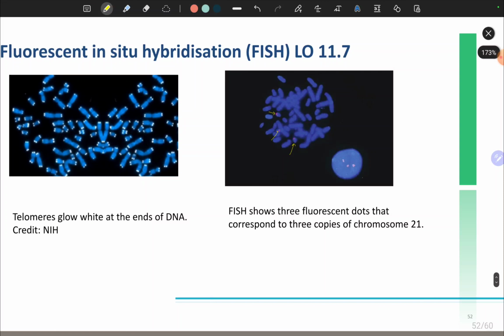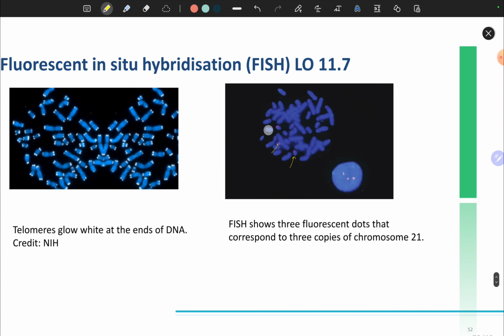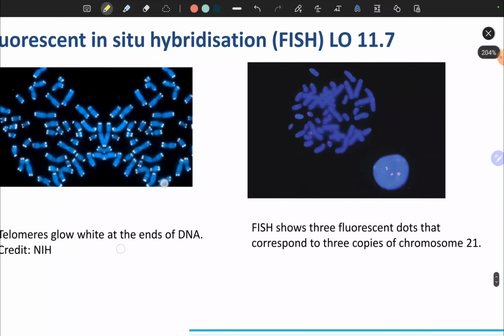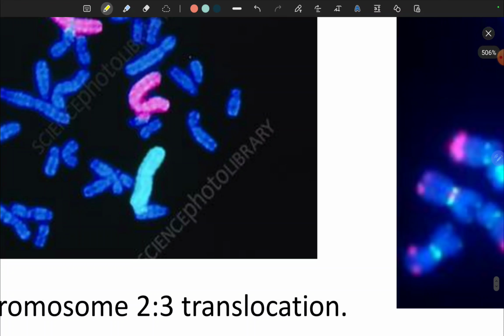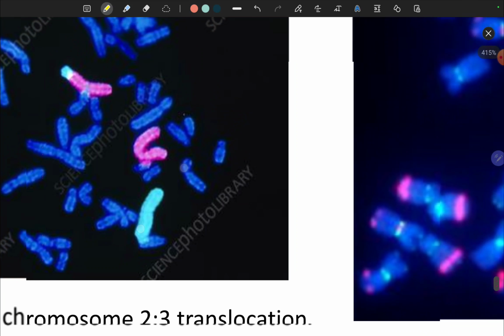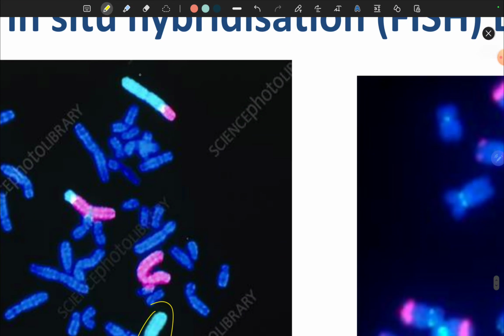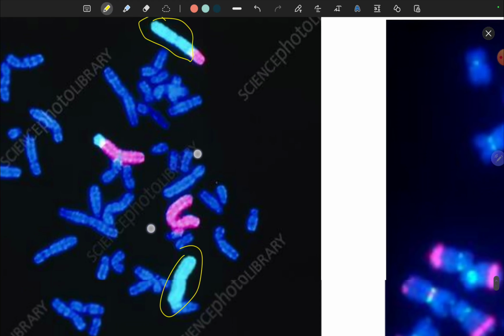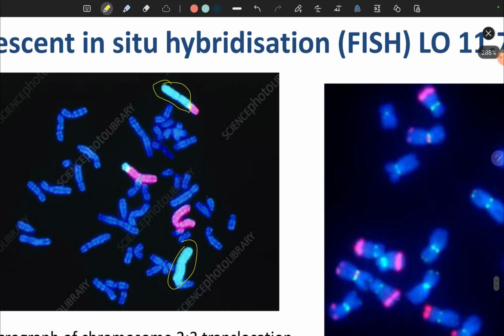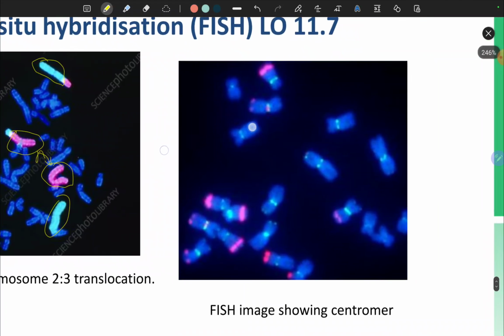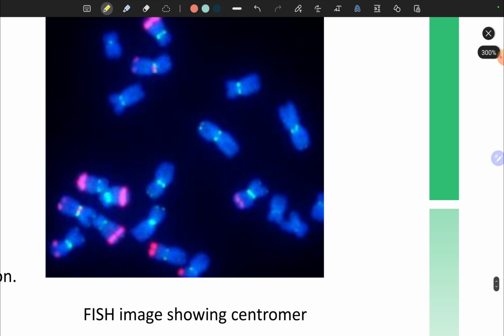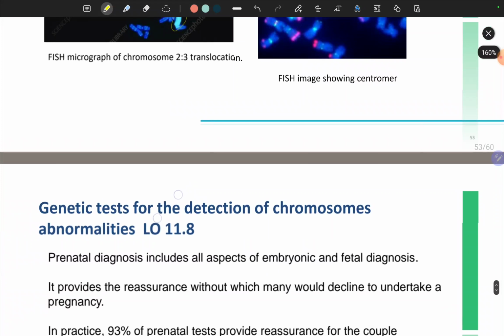You can understand that. So here we have translocation. So this is translocation. So using the FISH technique is very nice and important. And this is the FISH technique showing the syndrome. So we have different techniques to understand that.